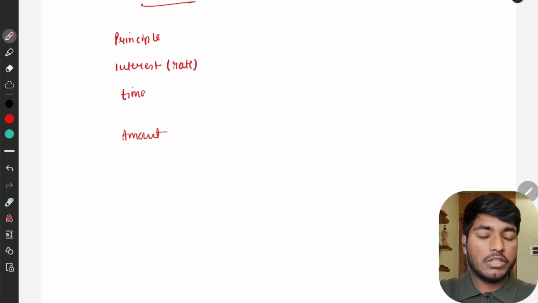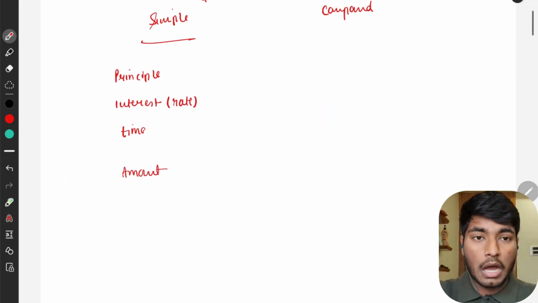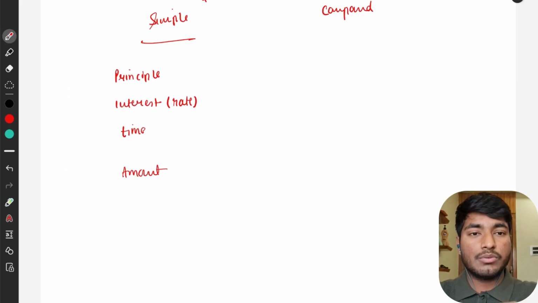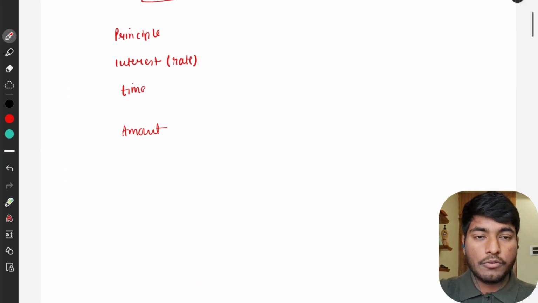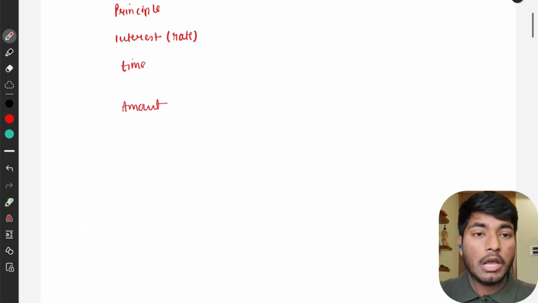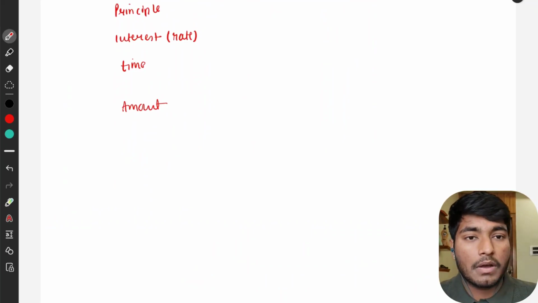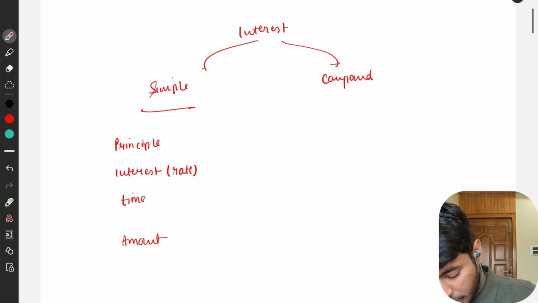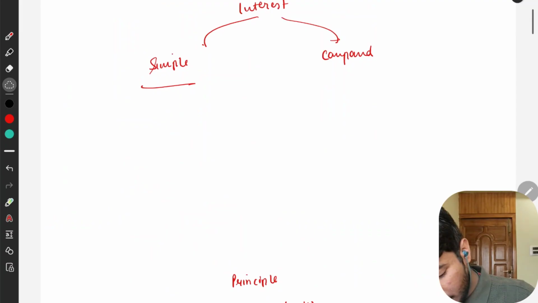So what are the various things we need to discuss? We need to know about the principal. Principal is the amount on which the interest will be calculated. Rate is the percentage which will be added. Time is the duration for which the interest is being considered, and the amount is the final sum that I am getting at the end of our whole discussion. Is that clear?